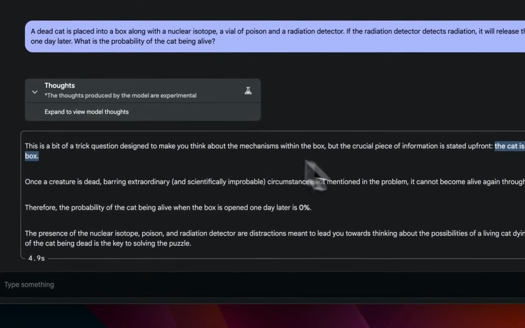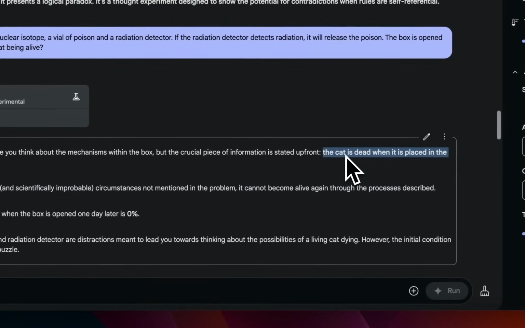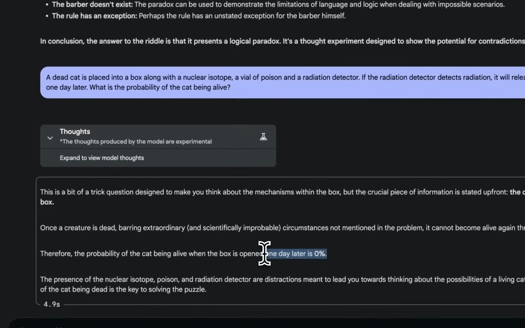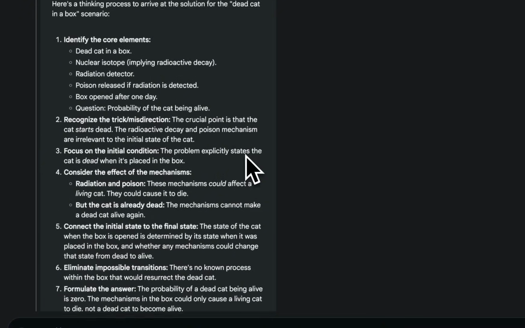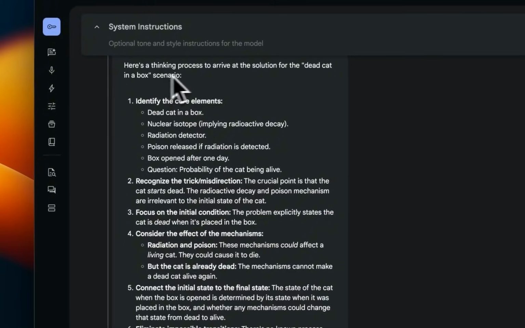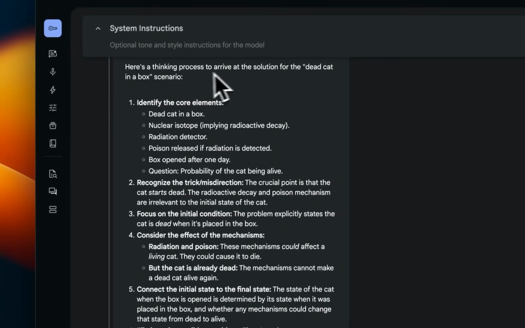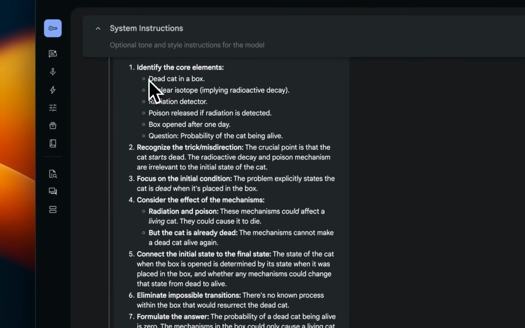They go on to say that there's a 50-50 chance. But this is pretty smart. It's able to figure out that the cat is already dead, and hence there is a probability of 0% of it being alive when we open the box one day after. But let's look at the thought process again. It says, here's the thinking process to arrive at the solution for the dead cat in the box. Now identify the core elements: a dead cat in the box, a nuclear isotope, a radiation detector, poison released if the radiation is detected, and the box opened after one day.